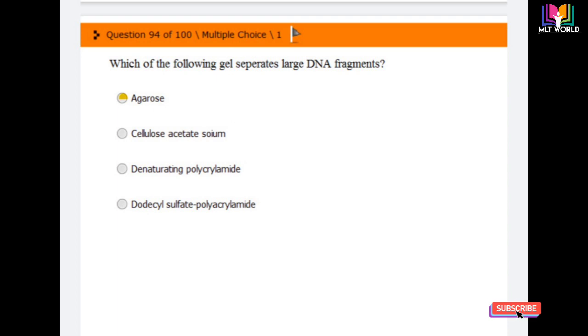Question number 94. Which of the following gels separates large DNA fragments? Options are agarose gel, next option is cellulose acetate, third option is denaturing sodium dodecyl sulfate, and last option is polyacrylamide. The correct answer is agarose. Agarose gel separates large DNA fragments.